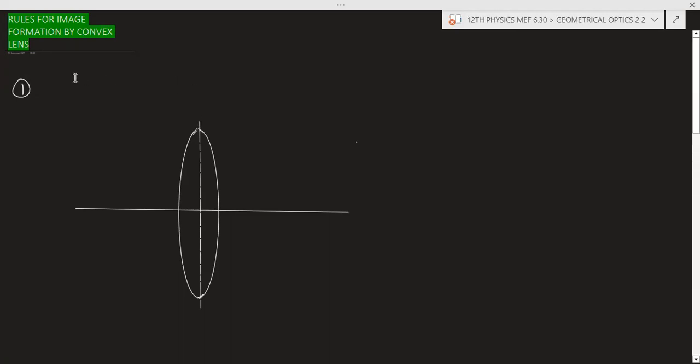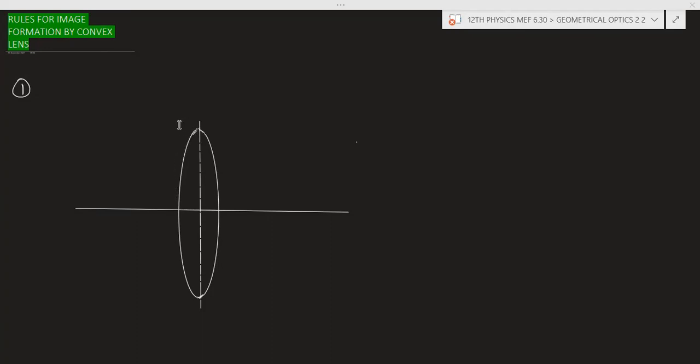Today we'll first discuss the rules for image formation by a convex lens. This is a convex lens. There are two convex surfaces. This is one convex surface and this is another convex surface.